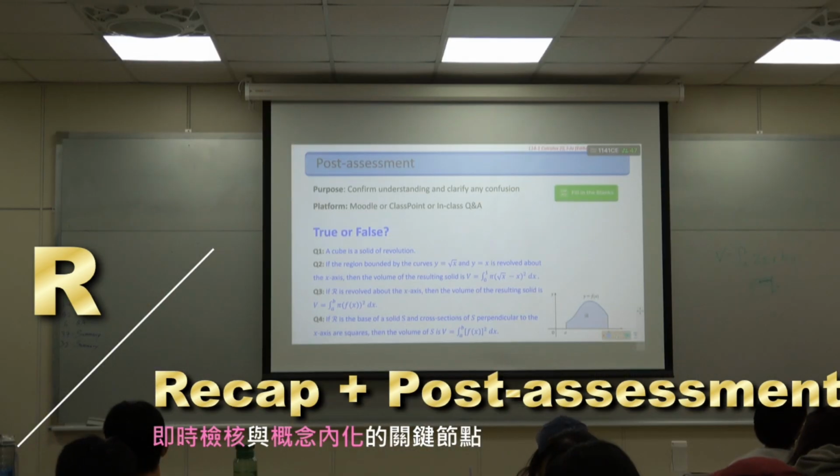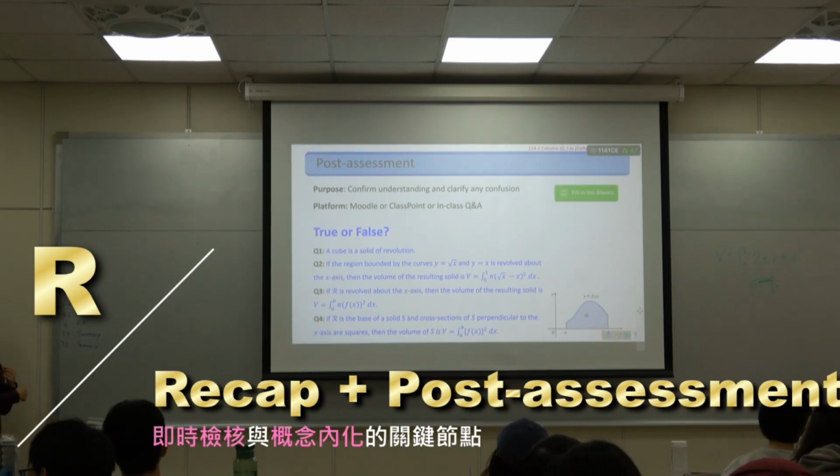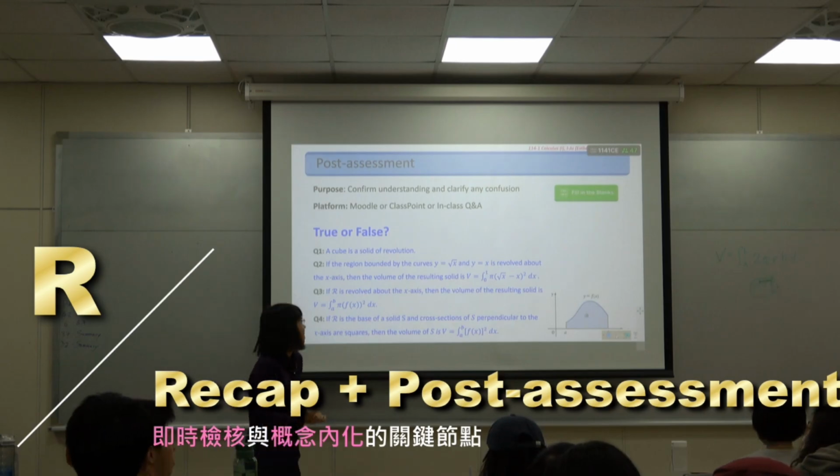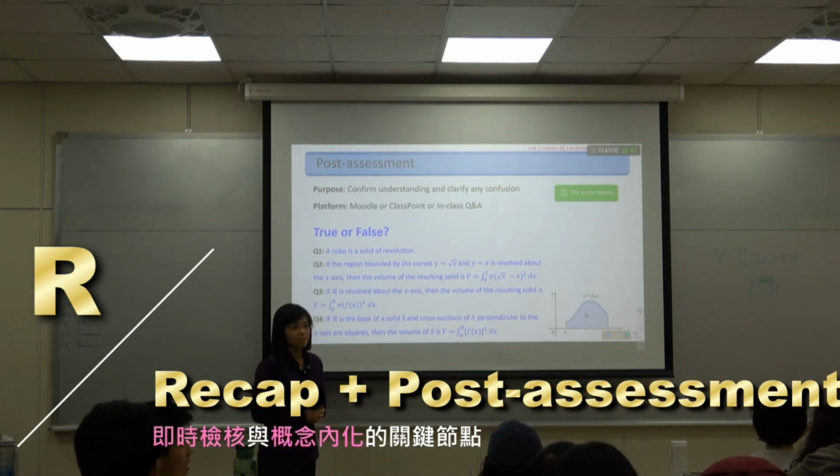First question: is a cube a solid of revolution? Someone already raised their hand. Its cube has a square cross section, so it lacks the necessary rotational center. So it is not a solid of revolution. OK.